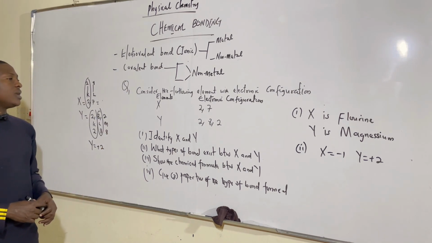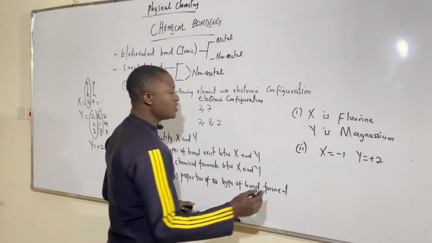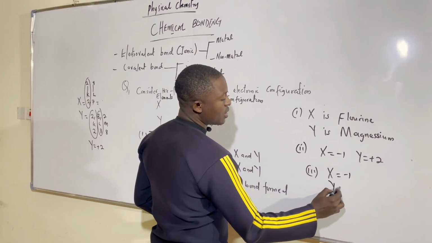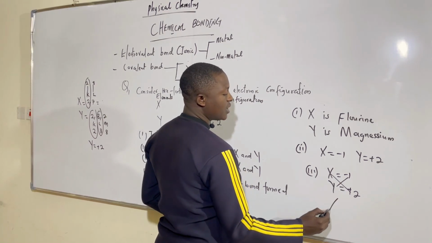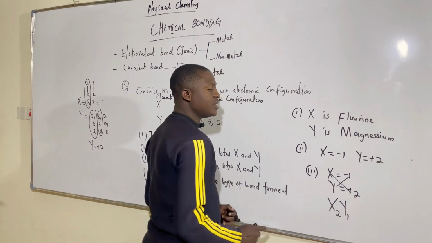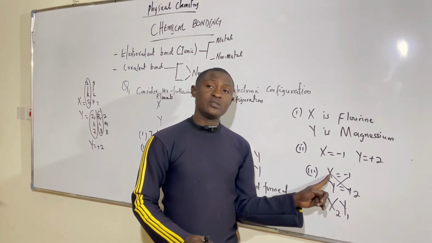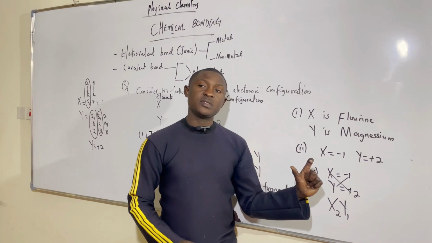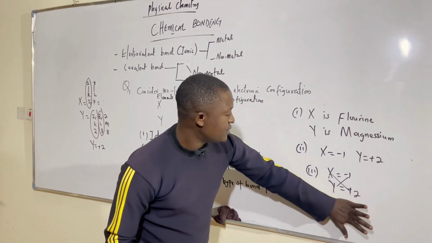So now let's see the other one. The third question says show the chemical formula between X and Y. X is -1 and Y is +2. If I react them together, I can have Y1 then X2. Why does Y come first before X? Because Y is the metal and X is the non-metal, so the metal must come before the non-metal. You might ask why it is not -1. You only take the numbers; you don't need to take the negative.